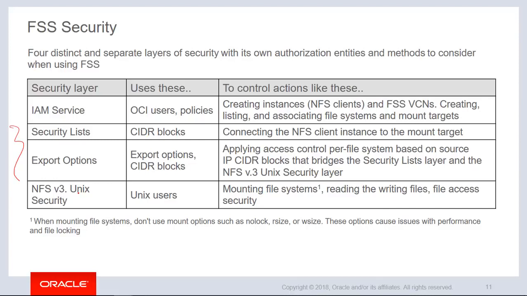And then, like the identity access management service, you can also leverage NFS v3 Unix security when you are using FSS service. So you have Unix users and you can decide which Unix users can mount file systems, read or write files, what kind of access permissions they have. You could decide all that. There are certain considerations you should use when you are mounting file systems and the different mount options you provide, such as things like nolock, rsize, wsize, etc. The general best practice is to not use these mount options because of performance and file locking when using the file storage service.